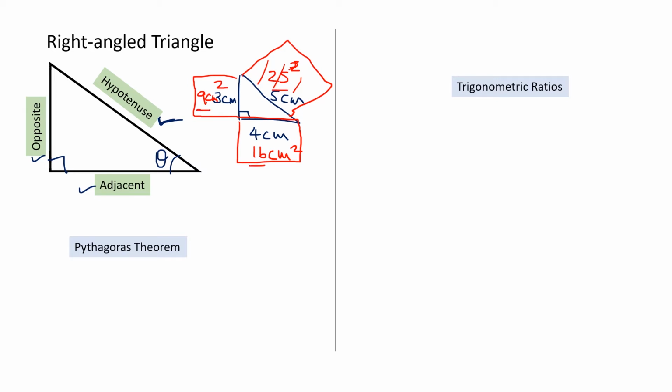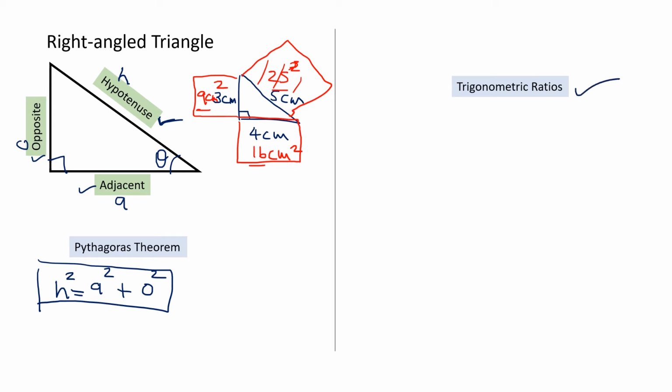To generalize, the formula for Pythagoras theorem is hypotenuse squared. Let's denote hypotenuse as h. So h squared is equal to adjacent squared plus opposite squared. I'm sure you may remember this one.